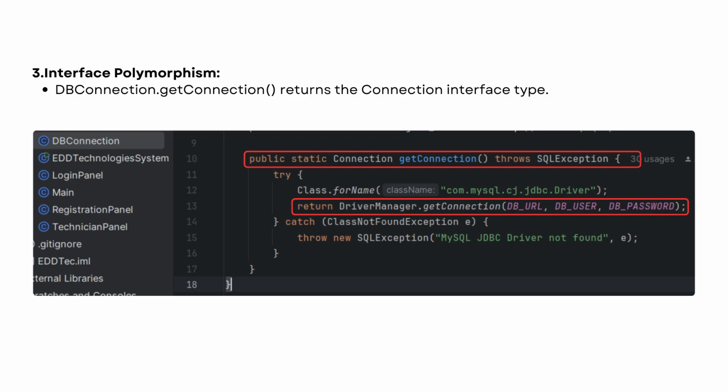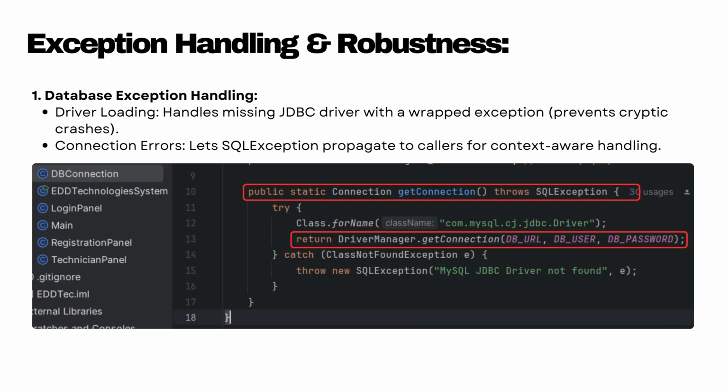The getConnection method returns a Connection interface, not a specific implementation. This allows the rest of the system to remain loosely coupled from the actual database driver, ensuring flexibility and easier switching of the database providers if needed. Moving on to exception handling and robustness. To ensure system reliability, we applied structured exception handling, especially for database related operations.